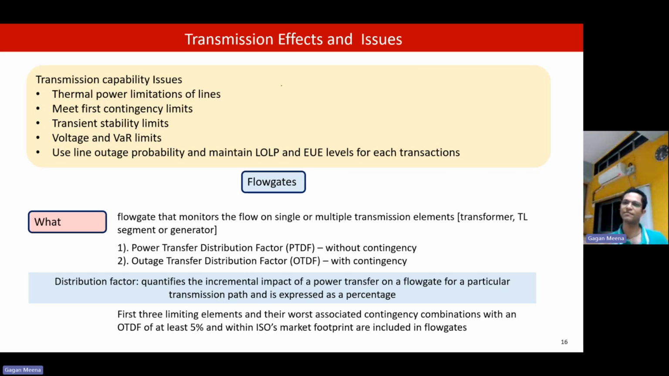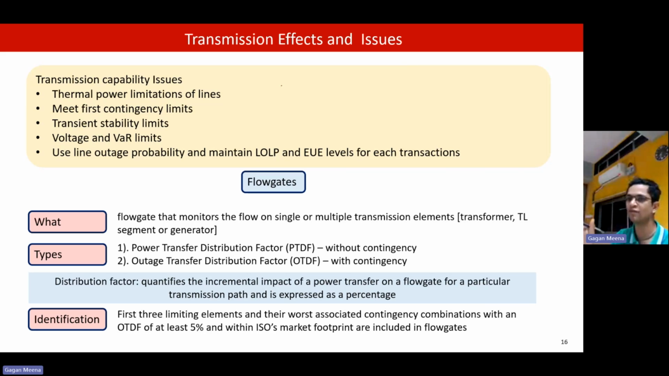Using these factors, we can see that if 1 megawatt of transaction happens between two nodes, how that 1 megawatt is going to alter the flows in the entire system. So these distribution factors quantify the incremental impact of power transfer on a flow gate or a particular transmission path, and it is expressed as a percentage. I think in the next week we will see how to calculate this PTDF and LODF or OTDF.